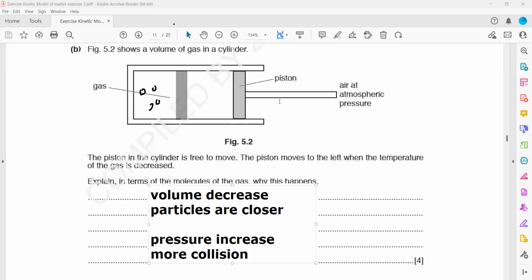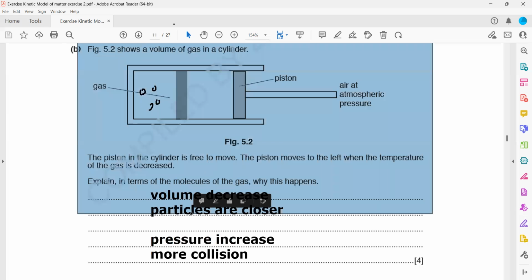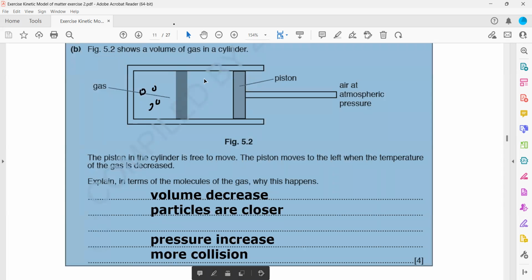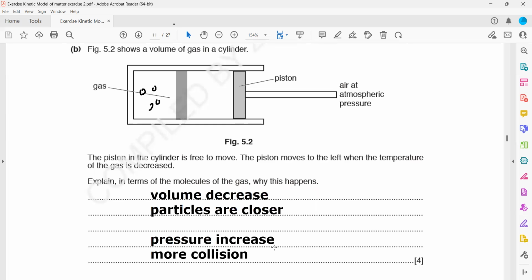Yes, you can mention volume contracts or volume decreases, it is the same thing. But why does the volume decrease? Because we have to explain in terms of molecules, the particles come closer to each other. That's why the volume is decreasing. And then why does the pressure increase? There will be more frequent collisions. That's why the pressure is increasing. So this was page 11.